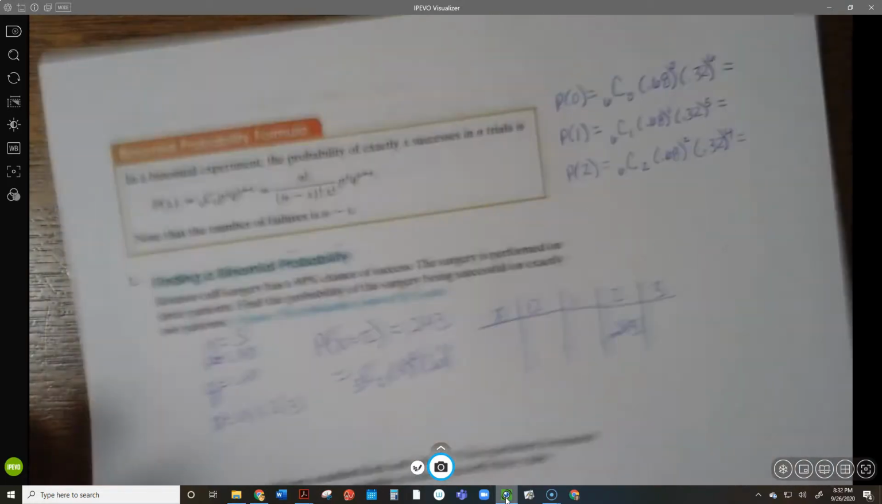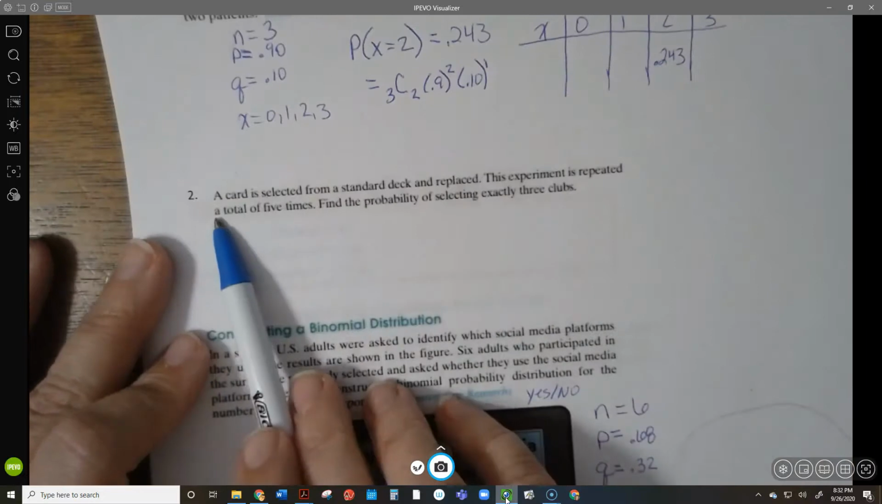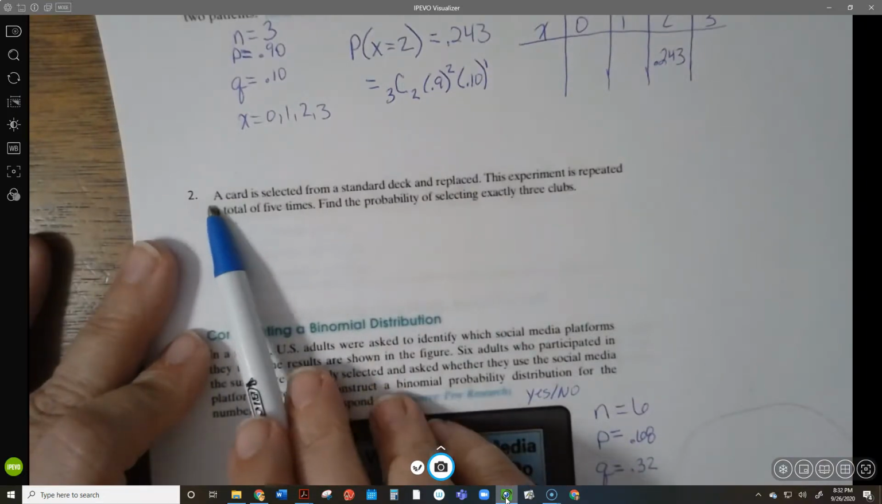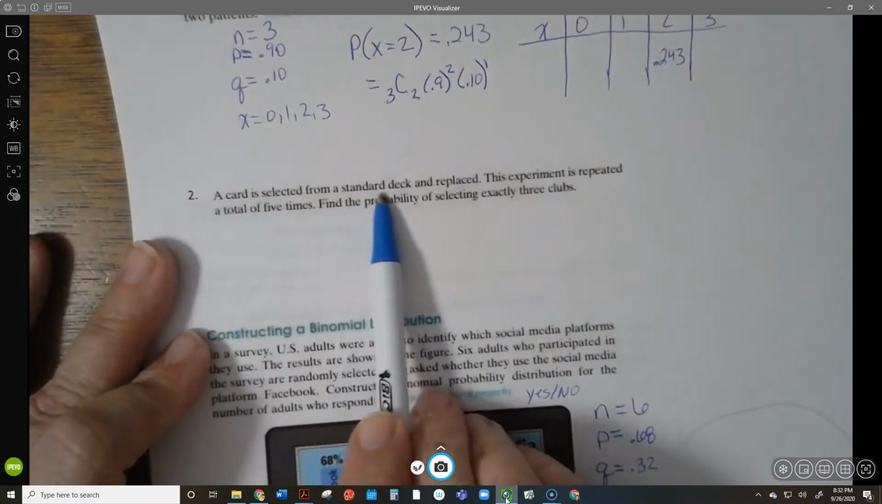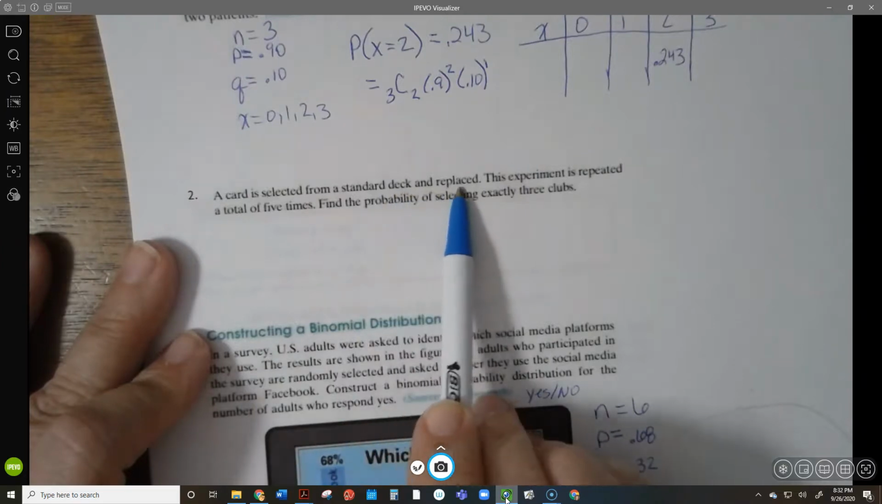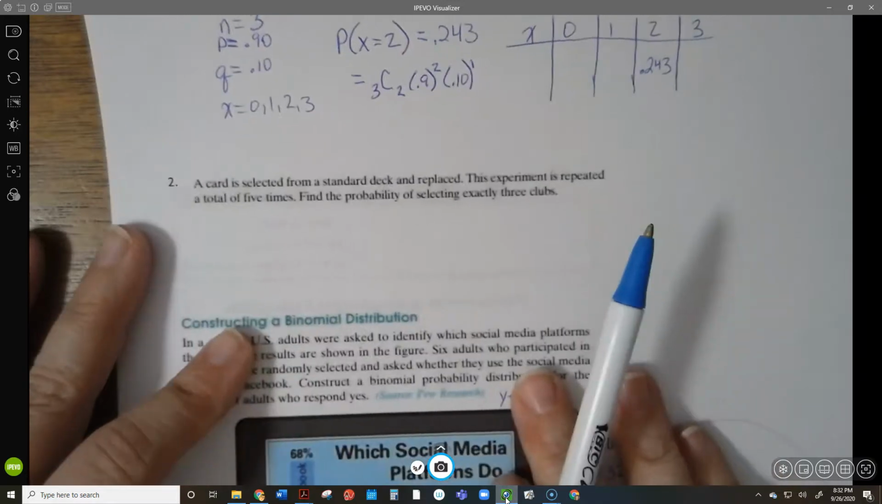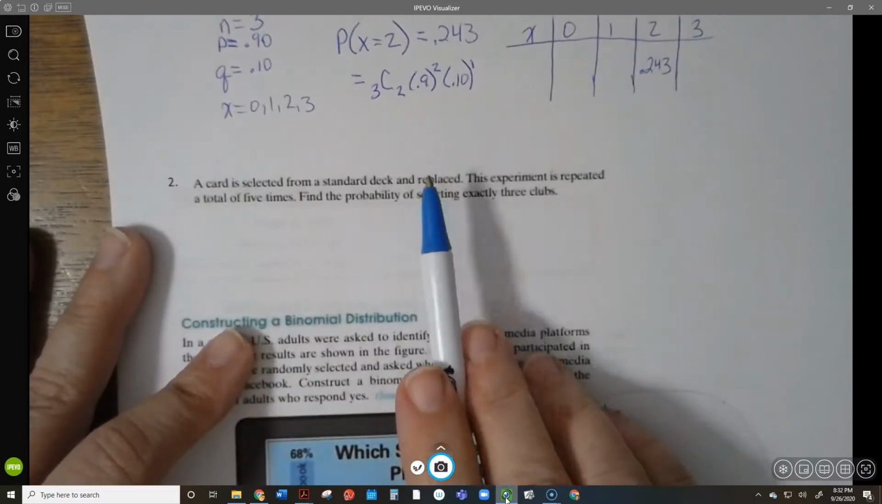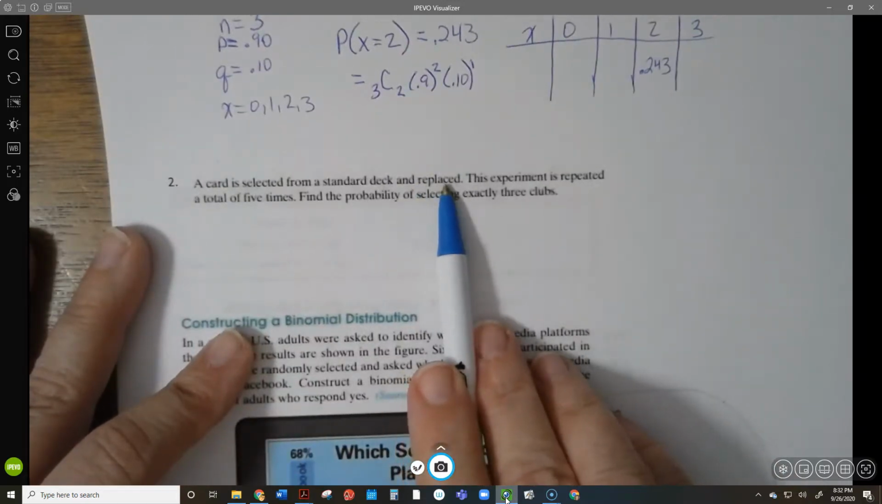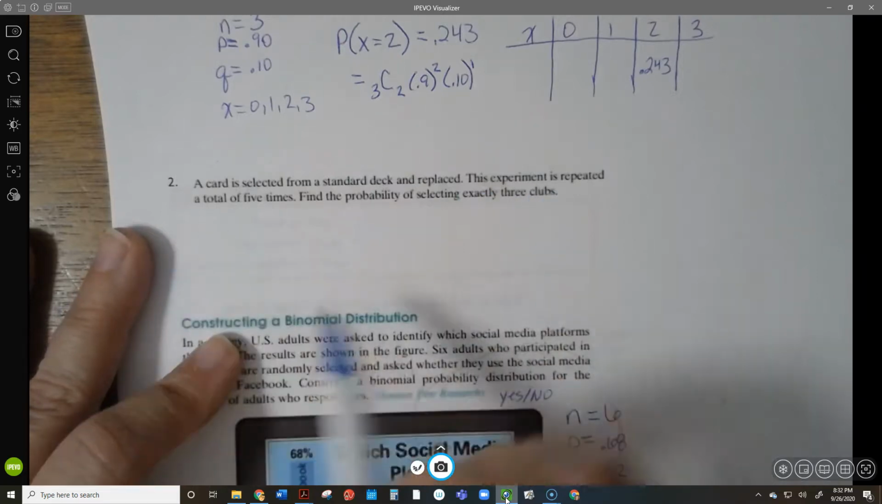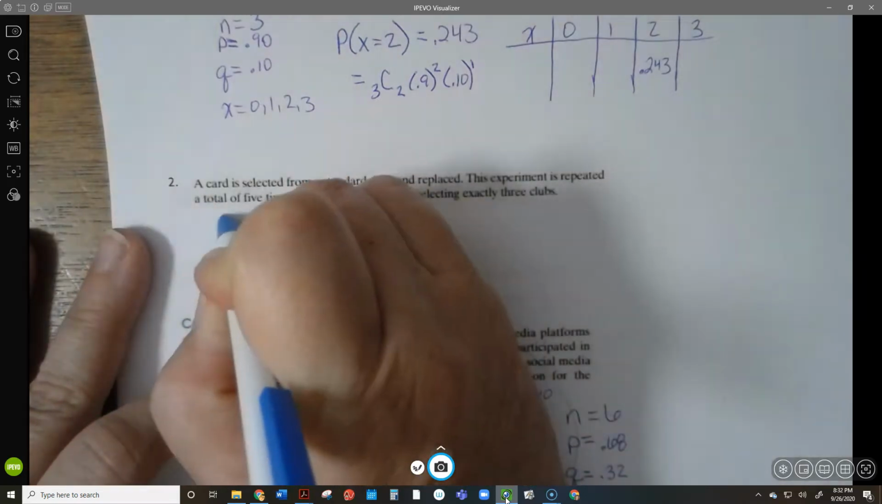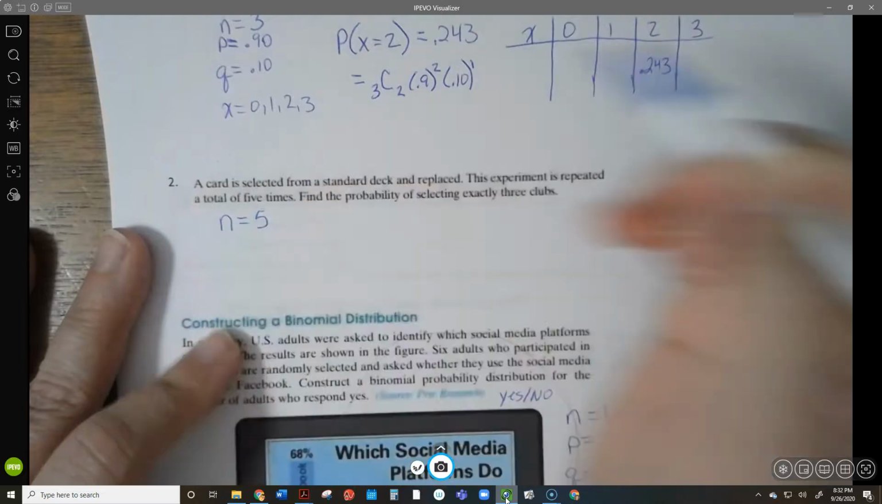Now, let's do this next one right here, and then I'll end this video. A card is selected from a standard deck and replaced. This is a must. If it isn't replaced, then it's not binomial. It must be replaced to be binomial. This experiment is repeated a total of 5 times. There's your fixed number of trials. N is 5.